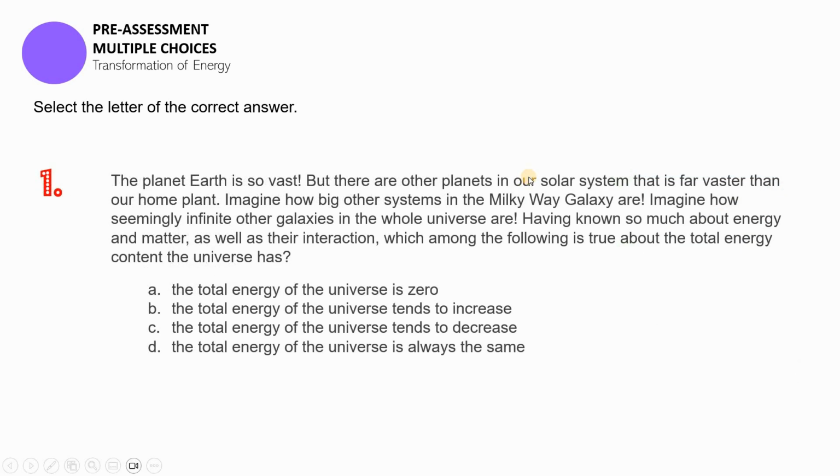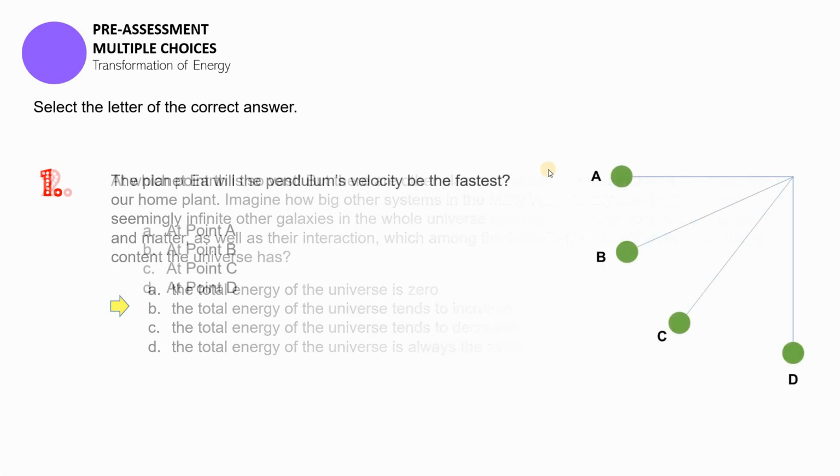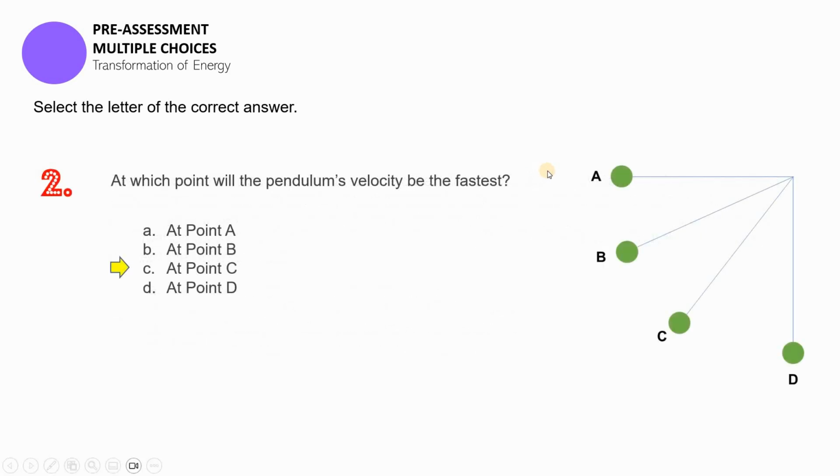For the first item, the correct answer is B. The total energy of the universe tends to increase. For question number 2, the correct answer is C. At point C. For question number 3, the correct answer is C. At point C.